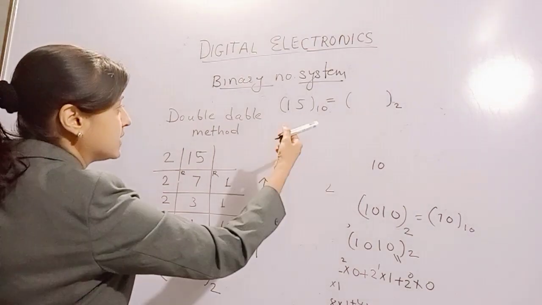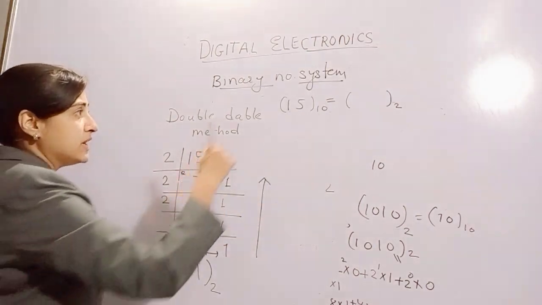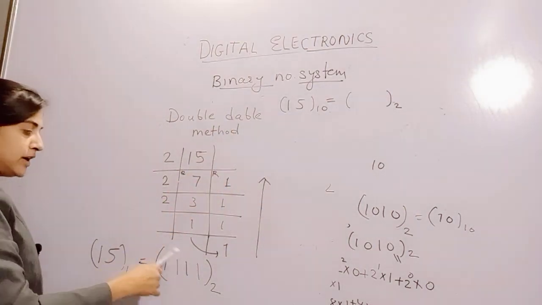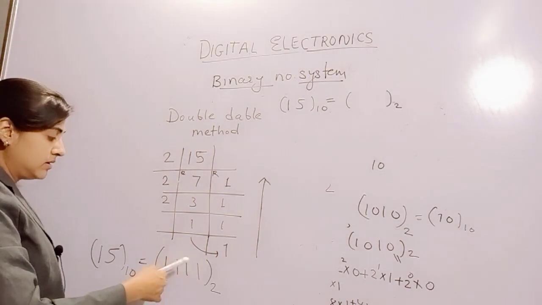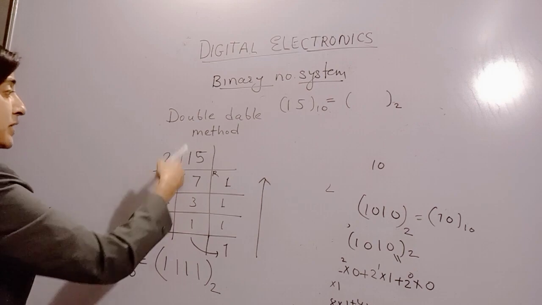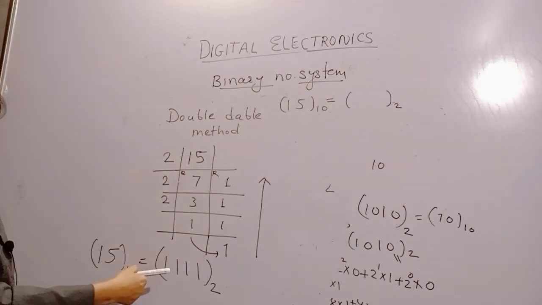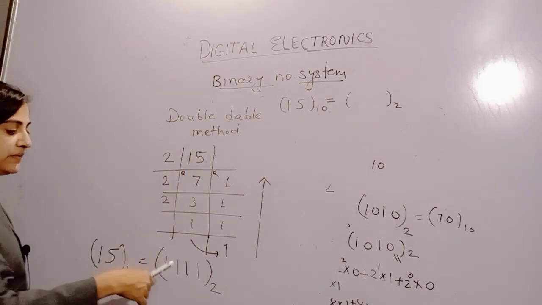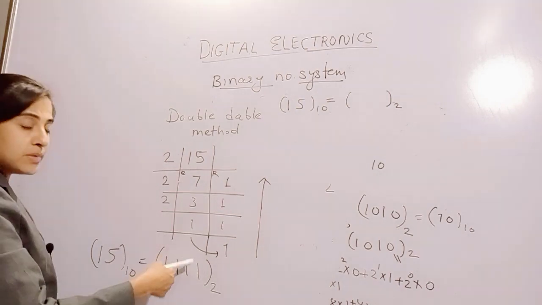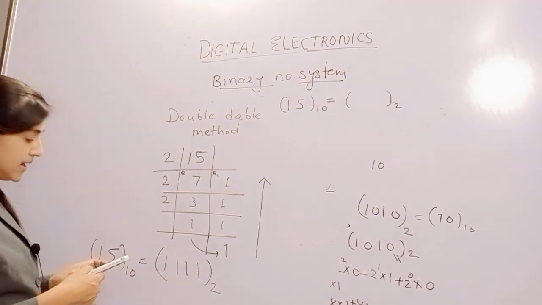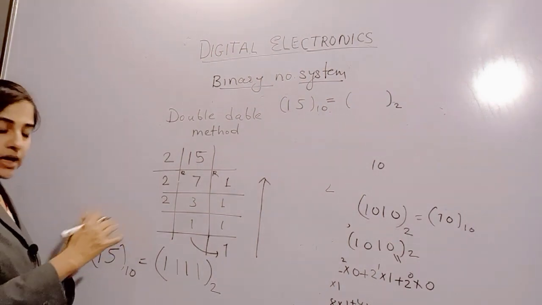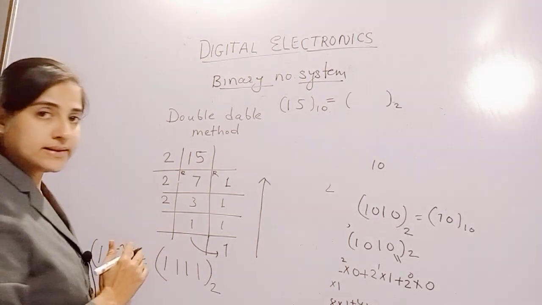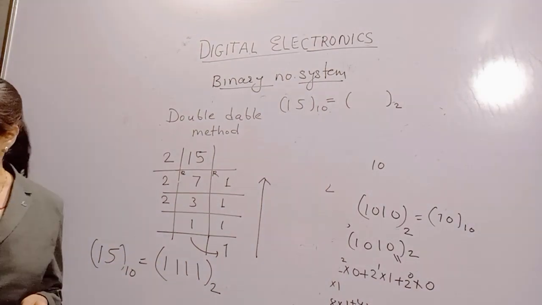Earlier in the example, we converted the binary number into decimal, and that time we got the answer 15. Now we have taken the decimal number and converted that into this binary number. So we are just verifying that thing. Okay, we can take one more example.